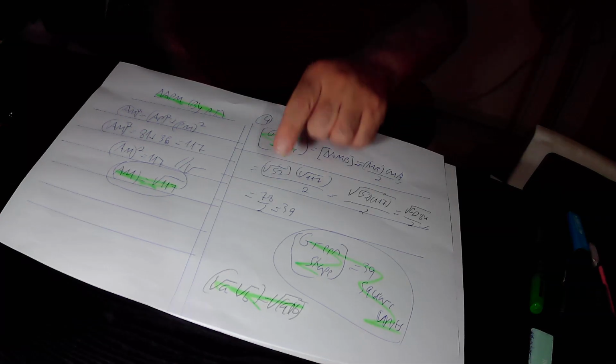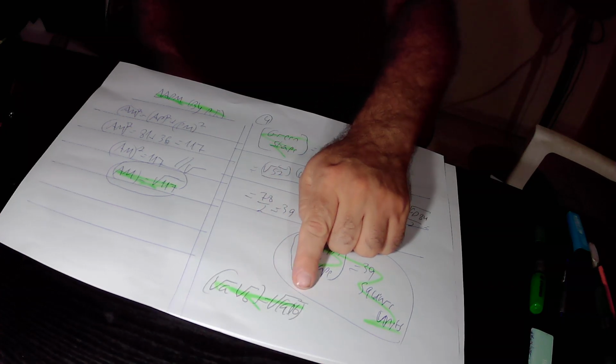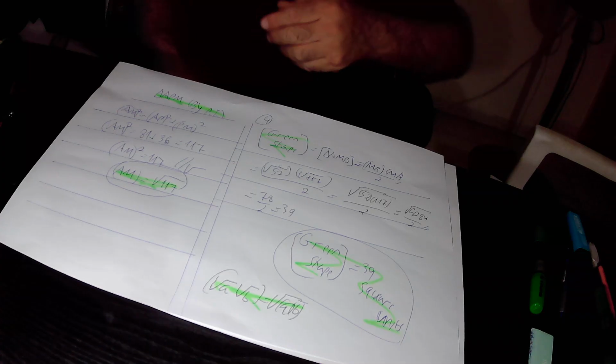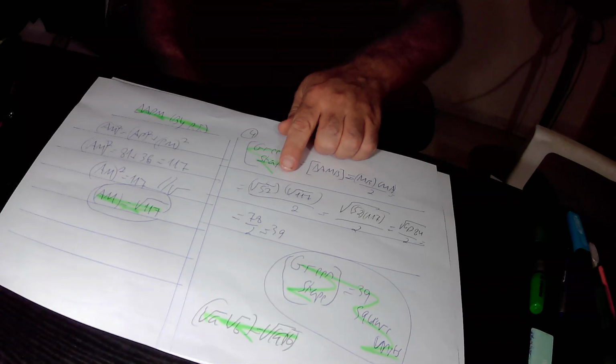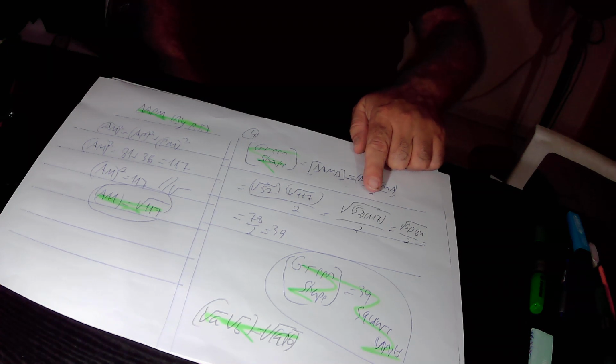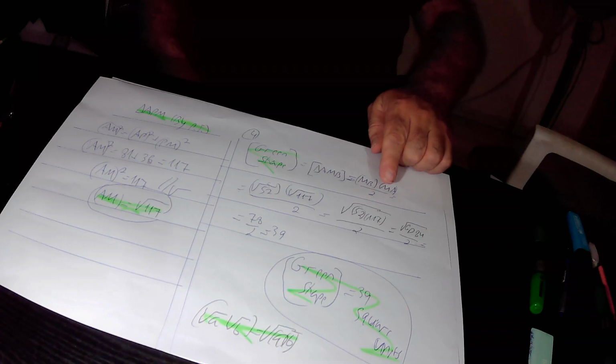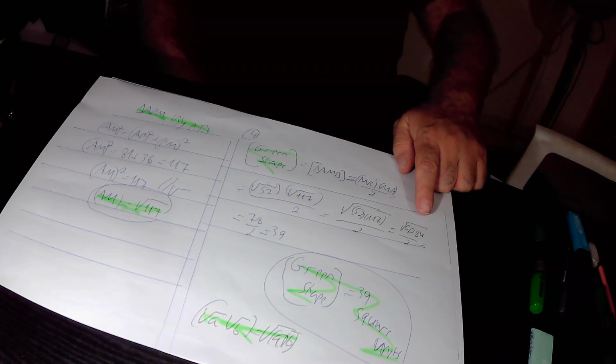We have the algebraic identity that says that the square root of A times the square root of B is equal to the square root of A times B. According to this identity, we get that the square root of 52 times the square root of 117 is equal to the square root of 52 times 117, divided by 2. 52 times 117 is equal to 6084.